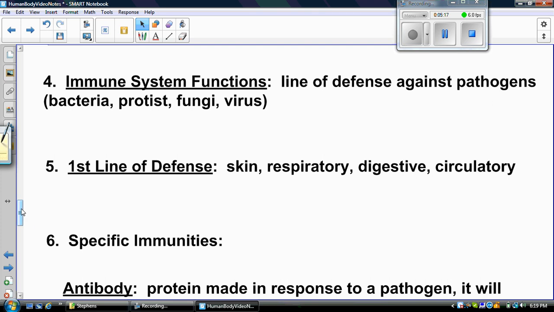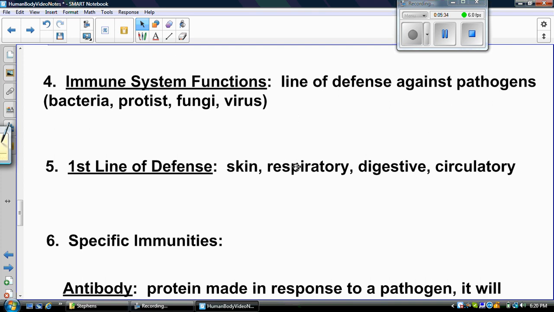You have different levels of defense. The first line of defense is our skin. Our skin is what protects us from things coming inside our body. So our skin is our first line of defense. Your respiratory system, okay, when you breathe in things, you can breathe in a virus.